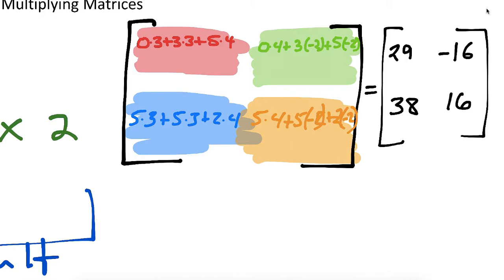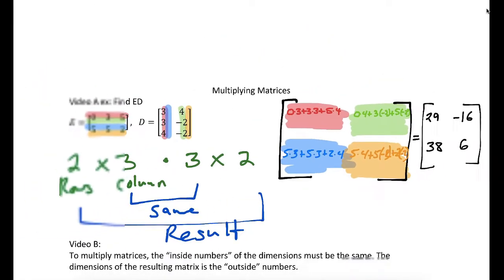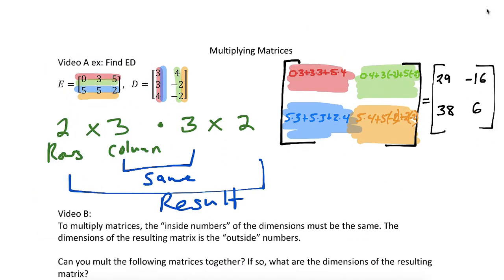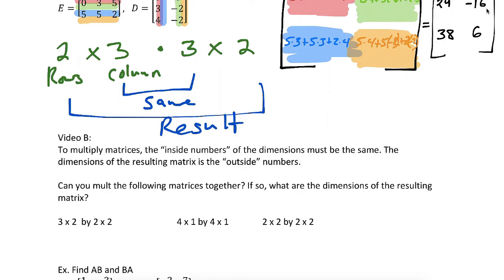No, not 16. 6, I think. 6. And that's what you end up with as the result for that. So that's multiplying those two matrices. When you're thinking about it, the inside numbers need to be the same. The outside numbers are whatever is resulting.